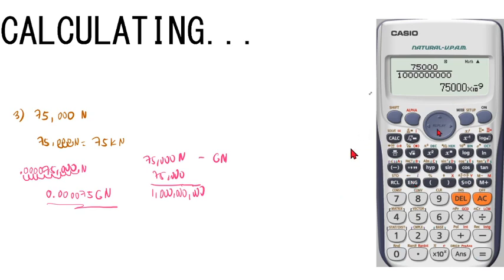So this will be in giga. Let's set this into the answer. That is 3 over 40,000. Let's express this as 0.00075 giganewtons. So it is the same here. This is the shortcut, and this is the long method of converting our different quantities.